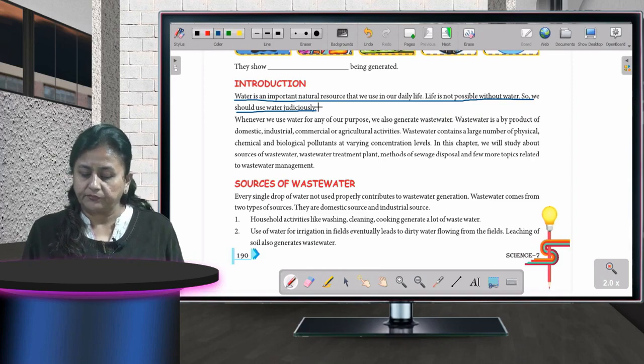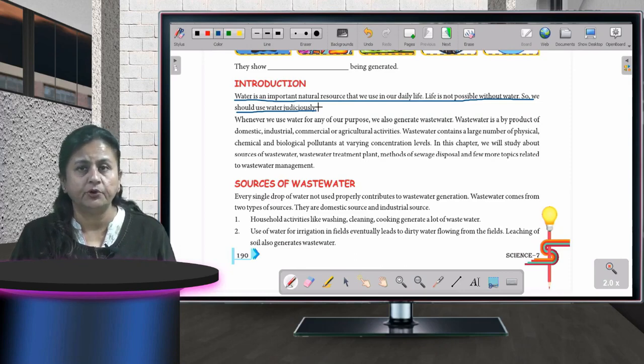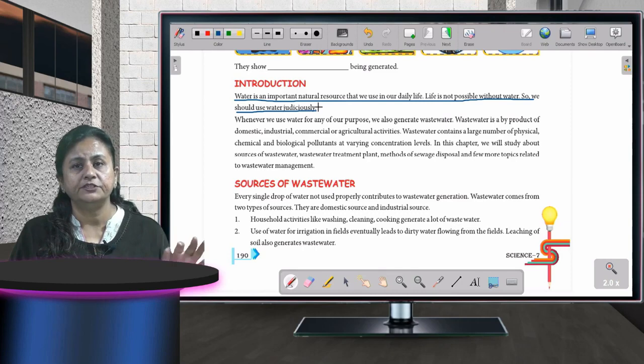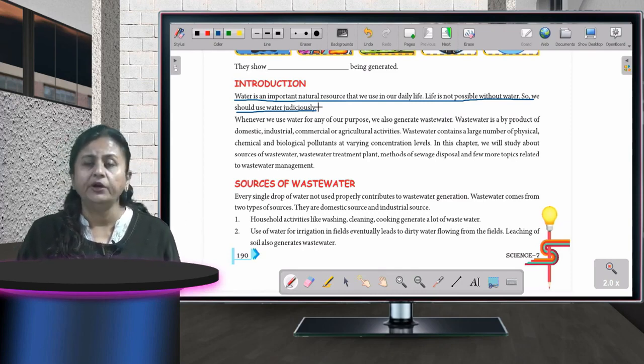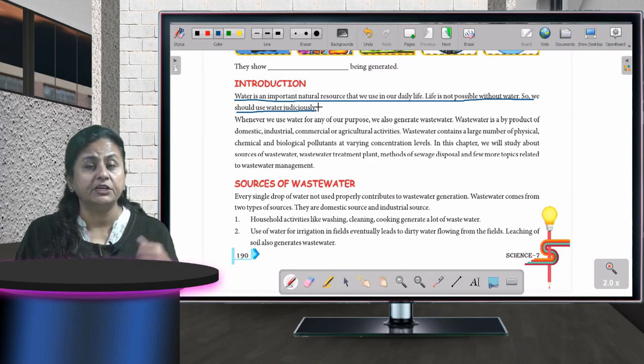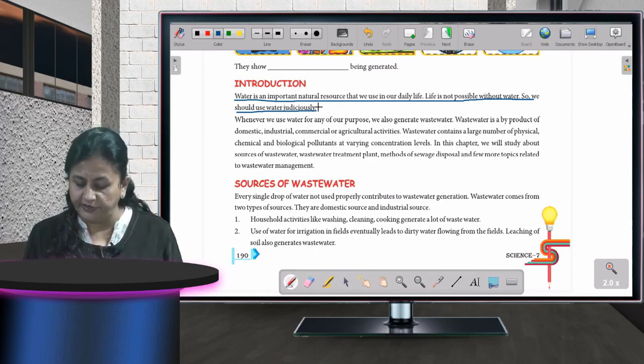Now, what are the different sources of wastewater? Like I told you, in the morning, when you're brushing your teeth or taking a bath, the water which is going into the drains, that is wastewater. How should it be treated, how can we consume it again? First, what are the different sources of wastewater?